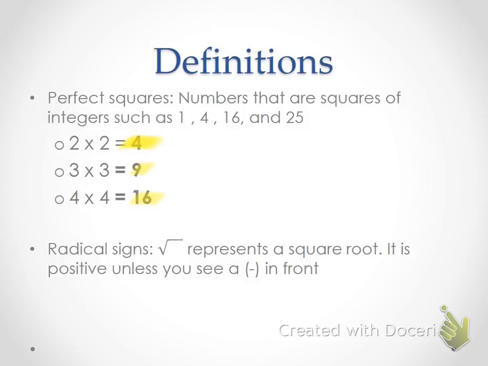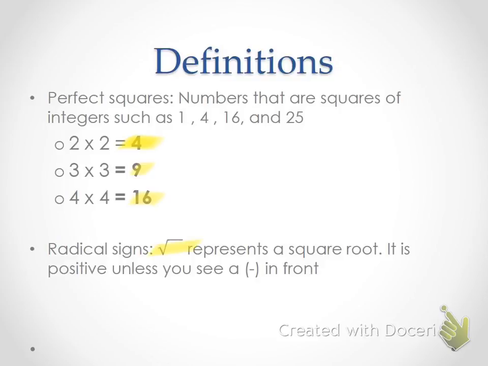What else is a perfect square? 25. Why is 25 a perfect square? Because 5 times 5 is 25. Give me another one. 36. Why? Because 6 times 6. We already said 25. Okay. 49. Because 7 times 7 is 49. Give me another one. 64. Because 8 times 8. Okay, so those are perfect squares if they have a factor that can be multiplied by itself. Does that make more sense?